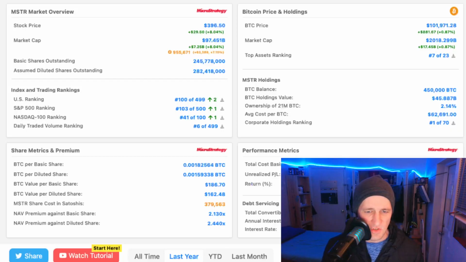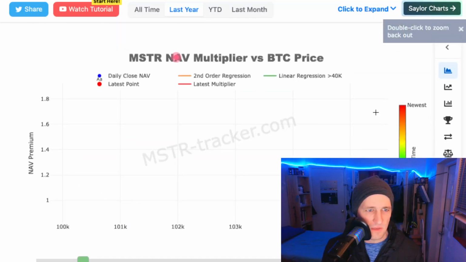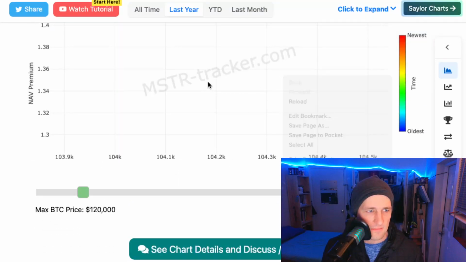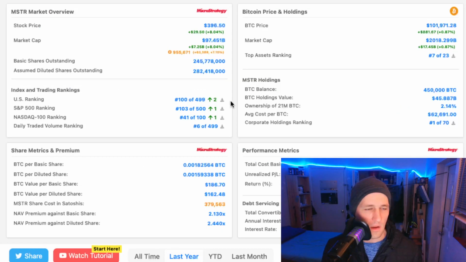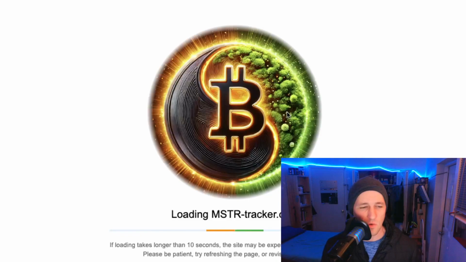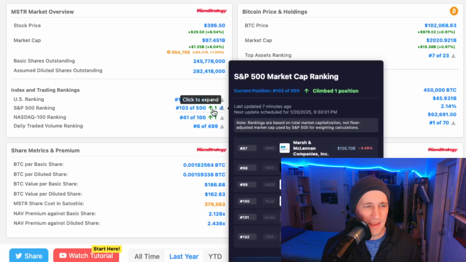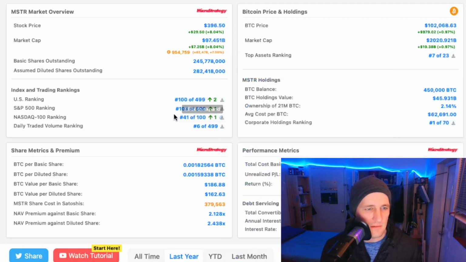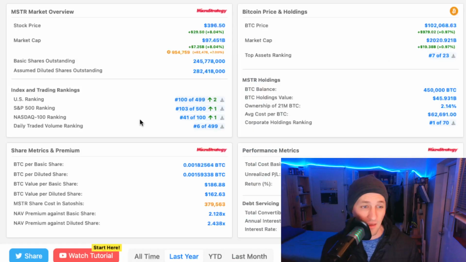And this is just a super cool tool because it shows basically what the NAV is for MSTR versus their Bitcoin holdings, and it shows a whole bunch of other data points like their ranking in the S&P 500. I mean, they're not officially ranked in the S&P yet, I don't think, but they're heading that way. They've been eligible for a few quarters, I think.